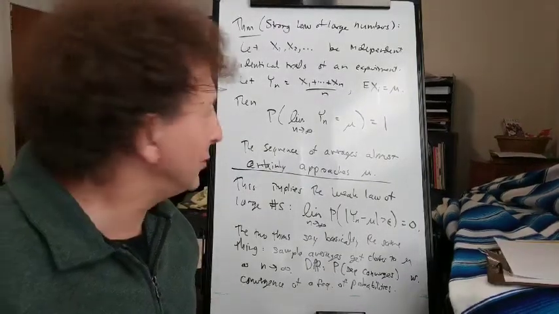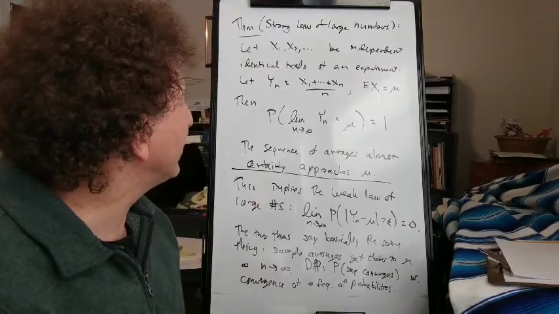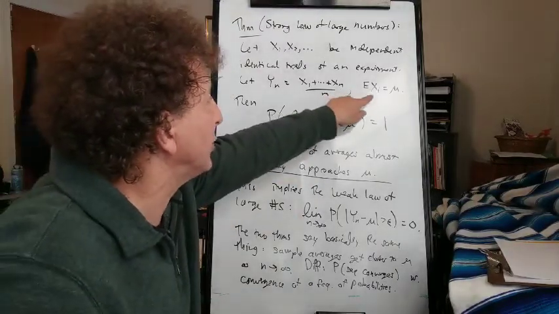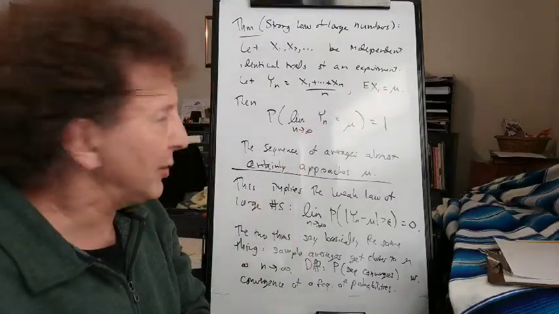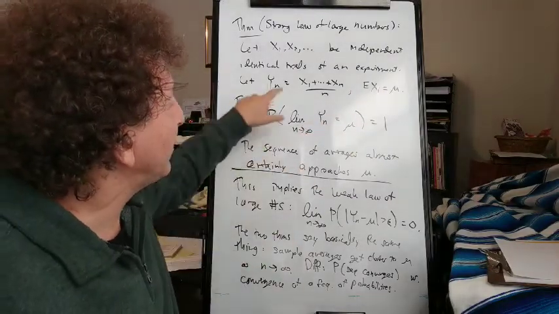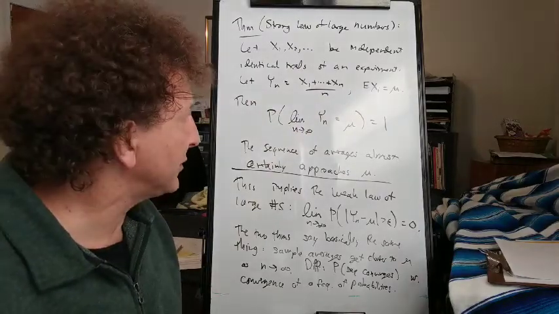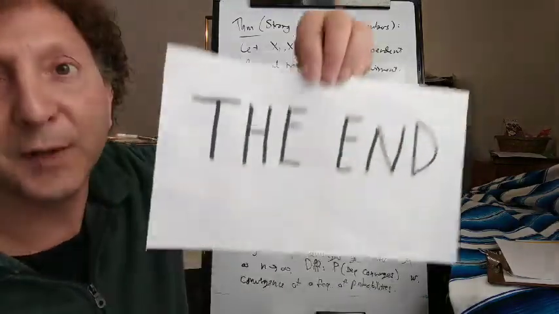Another way to summarize what the two theorems are saying is that the expected value of a random variable becomes more and more apparent as you repeat the experiment many times and take the average of all your observations. The end.